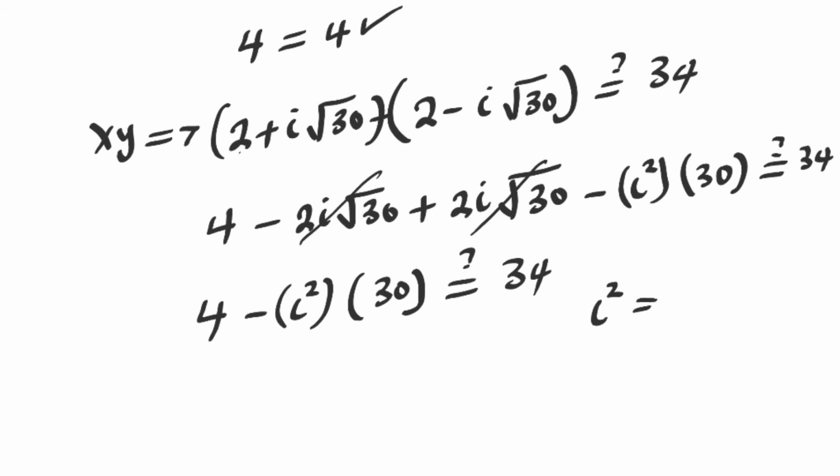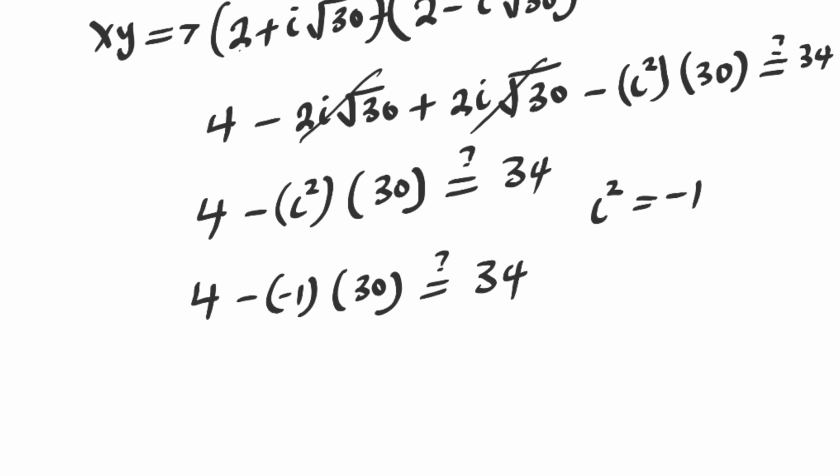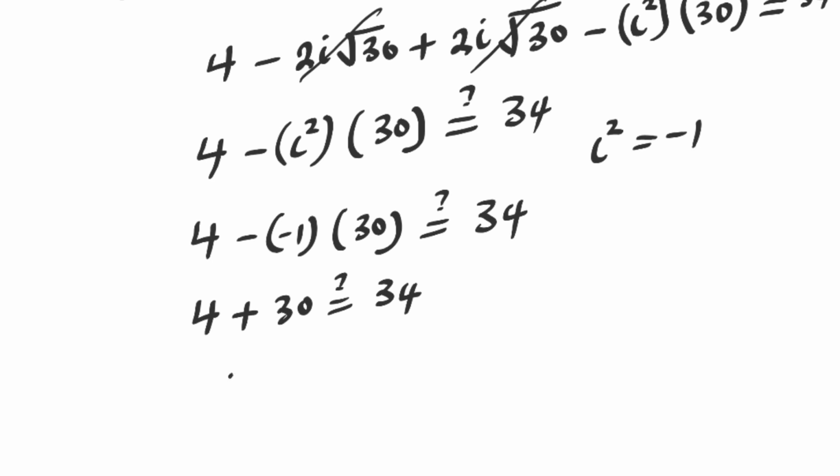i squared is equal to minus 1. 4 minus bracket minus 1 multiplied by 30 must be equal to 34. This is 4 plus 30 must be equal to 34. 4 plus 30, this is 34, is equal to 34, which is true.